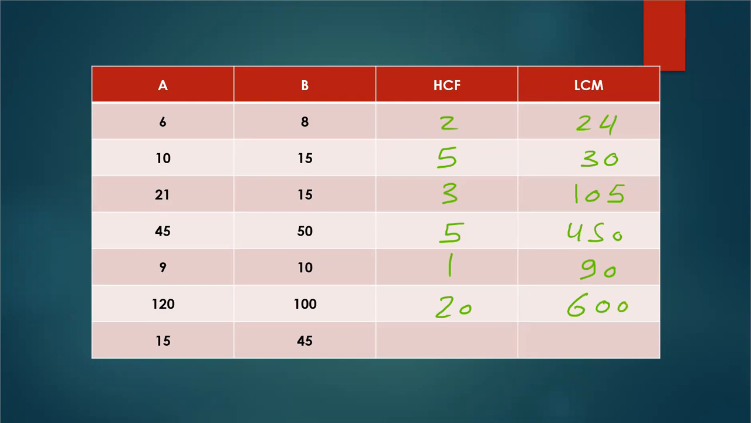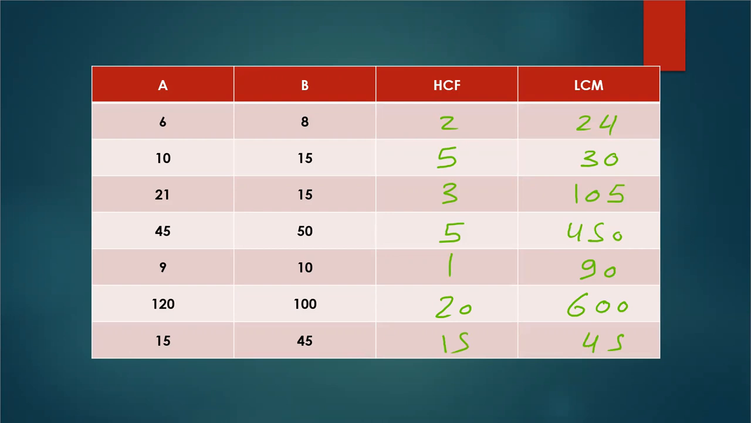And for 15 and 45, the difference is 30, but it can't work here. But 30 minus 15 is 15, and 15 works. Okay, so 15 and 45 have a common factor of 15. To find the least common multiple, multiply them, divide by 15 to get 45.